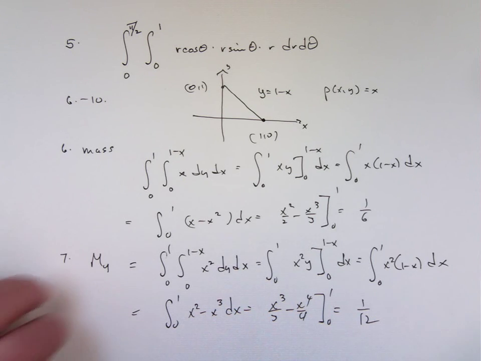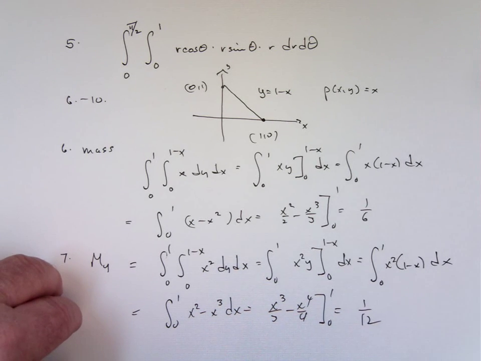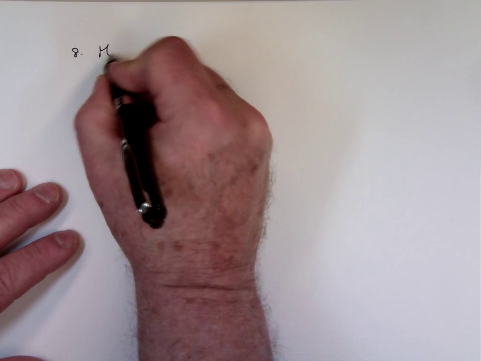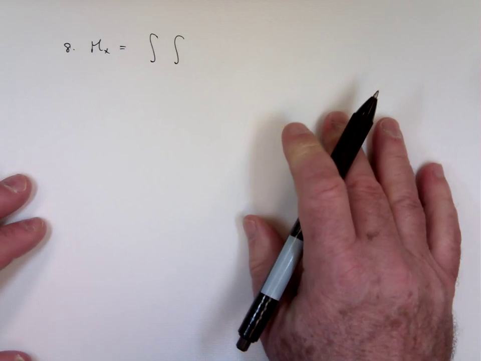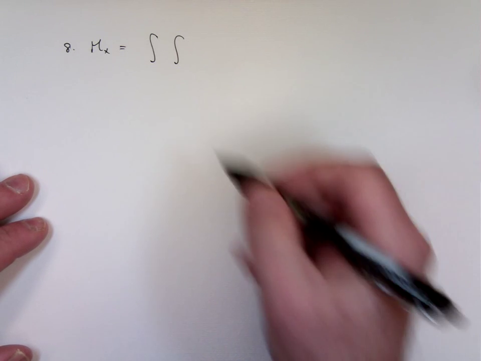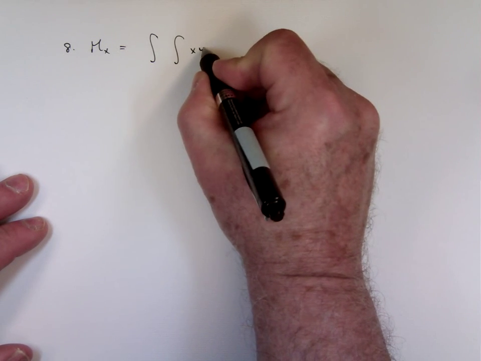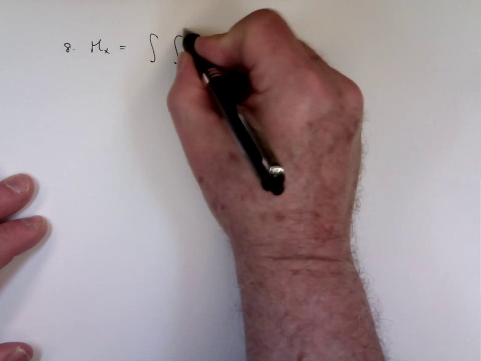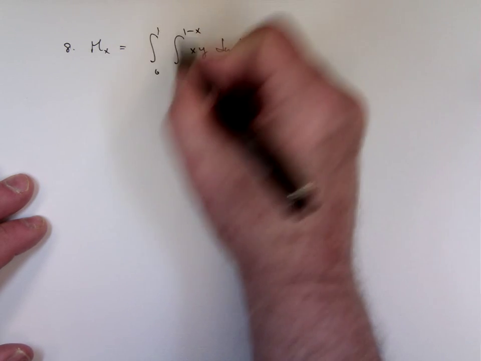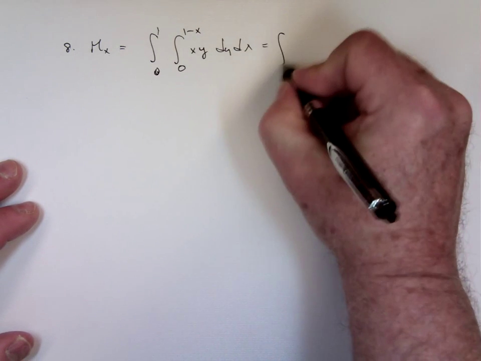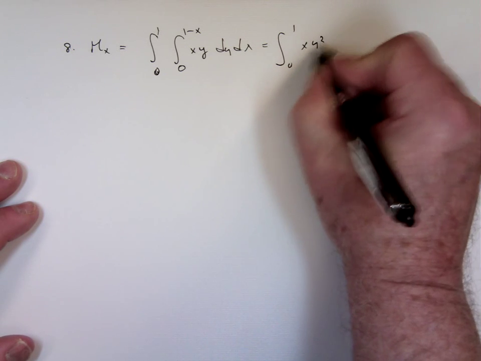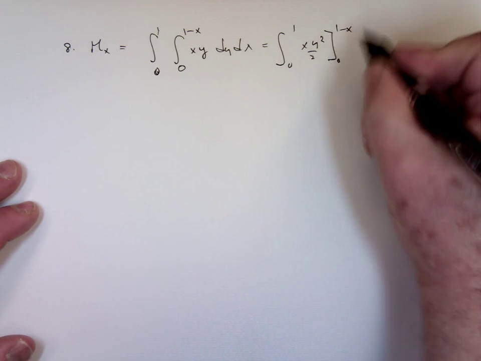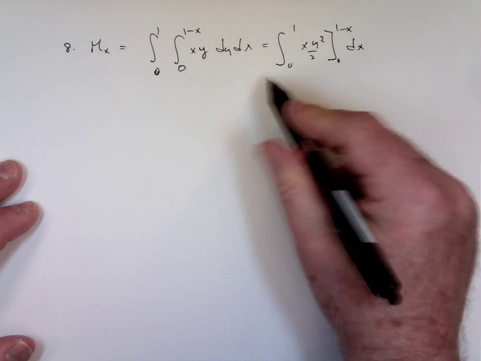Good deal. Number 8. In number 8, we have to find the moment about the x-axis. And again, it's a double integral. We have our density function of x, and the distance from the x-axis is y. The limits of integration are going to be the same as they have been. And let's do the integral. 0 to 1, x times y squared over 2 dx. We can take the 1/2 out front.